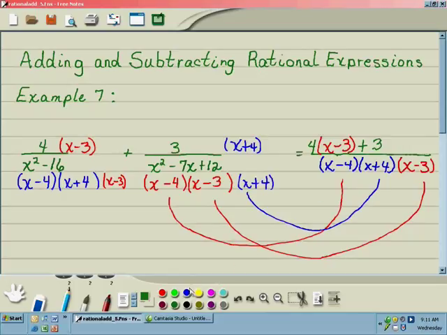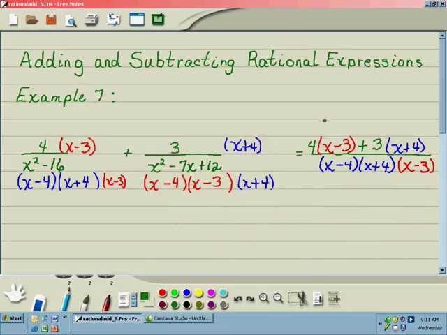Some teachers will go on and multiply that out over here, but I like to take this extra step as I'm showing you on this tape recording so that you can see exactly what I'm doing. Next, I will use distributive. 4x minus 12 plus 3x plus 12.